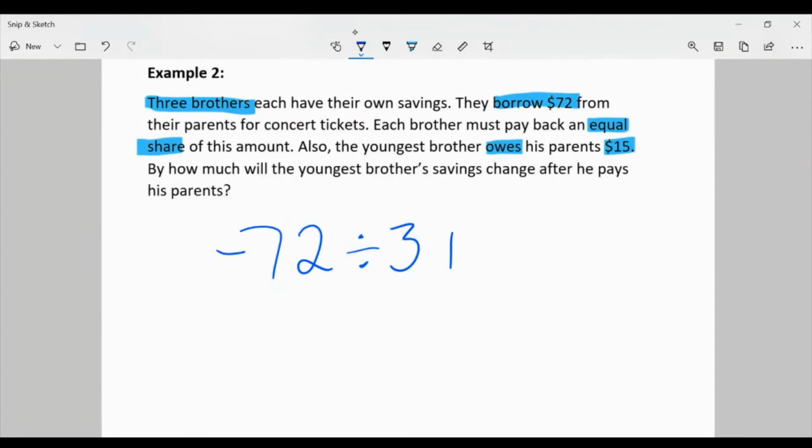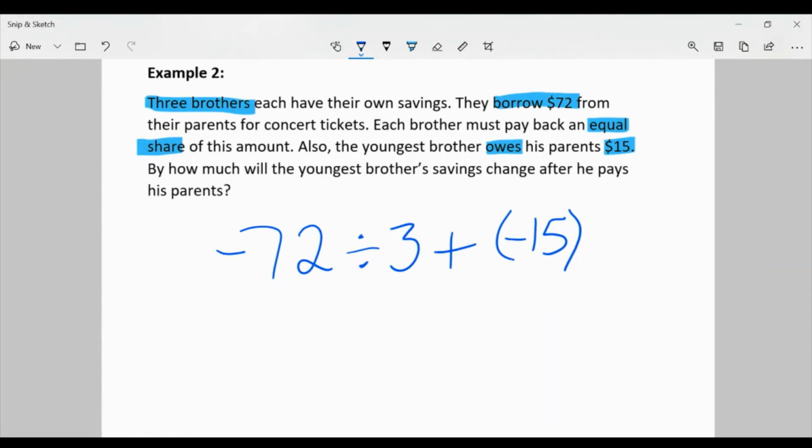Also, he has another expense, right? He borrowed $15, or not borrowed, but he owes $15 to his parents as well, on top of what he borrowed for the tickets. Okay, so now we have our equation. And like before, we want to do our division and multiplication, right? Before we do any of the addition or subtraction.